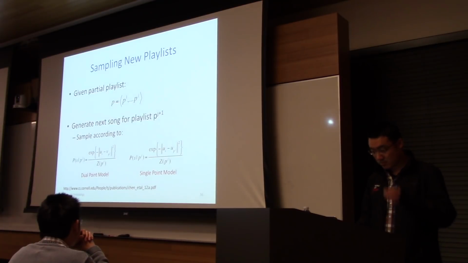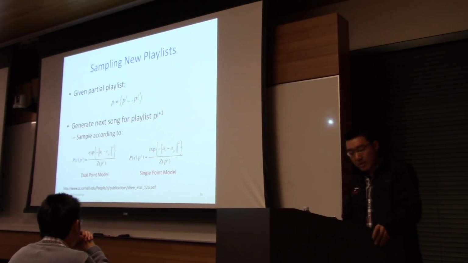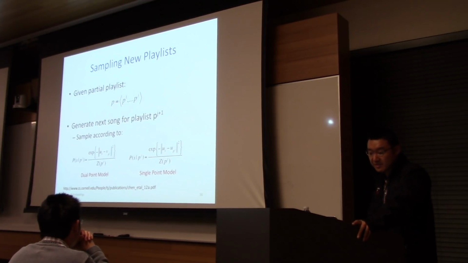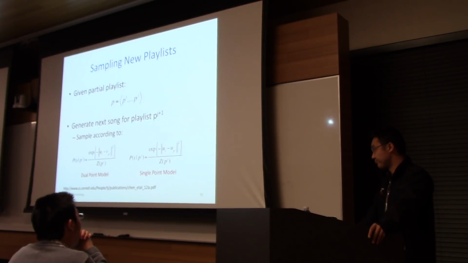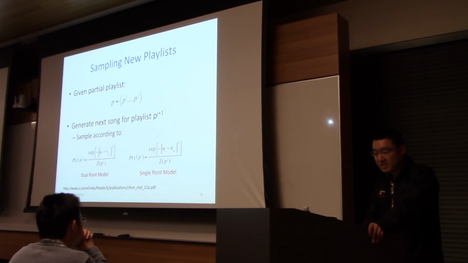Yeah. So we could sample new playlists, right? So if you're currently at this song, P super J, you can just compute these probabilities and then sample the next song according to these probabilities. It's pretty simple. So this is how you would use this model to actually do the reconstruction of the playlists, right?